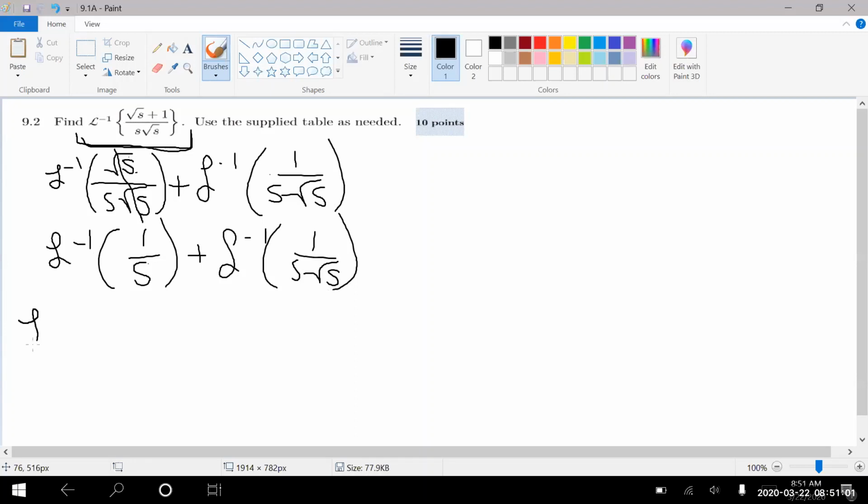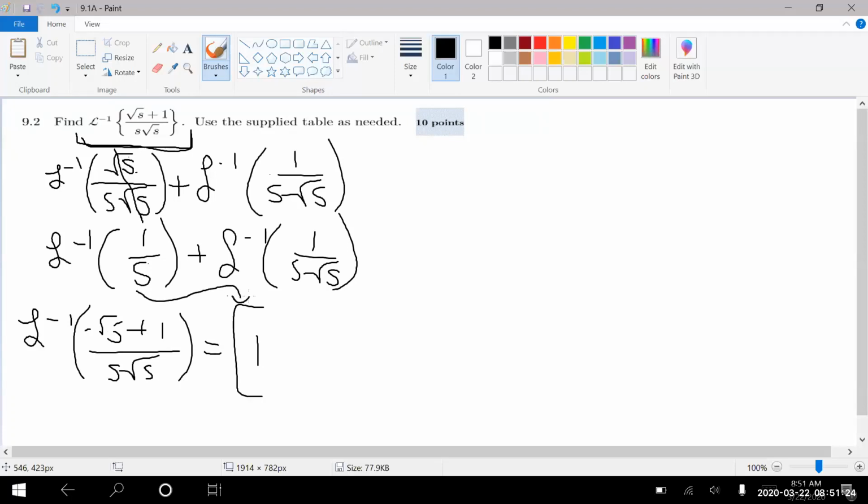So what we're going to conclude is that the inverse Laplace of the square root of s plus 1 divided by s square root of s equals, so the inverse Laplace transform for 1 over s is just 1 once you look at your table. So we have 1 there, and then the inverse Laplace transform for 1 over s times the square root of s is plus 2 times the square root of t over pi. And that's that whole question. So hopefully it makes good sense.